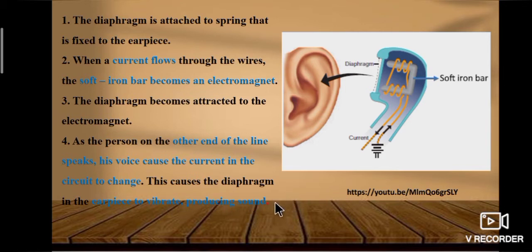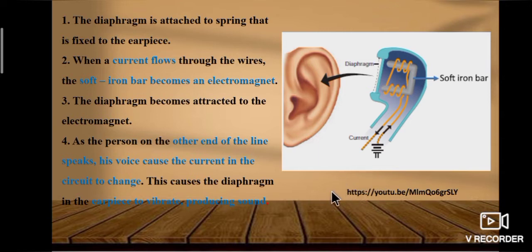Once again I repeat, the diaphragm is attached to a spring that is fixed to the earpiece. When a current flows through the wires, the soft iron bar becomes an electromagnet. The diaphragm becomes attracted to the electromagnet. As the person on the other end of the line speaks, his voice causes the current in the circuit to change. This causes the diaphragm in the earpiece to vibrate, producing sound.